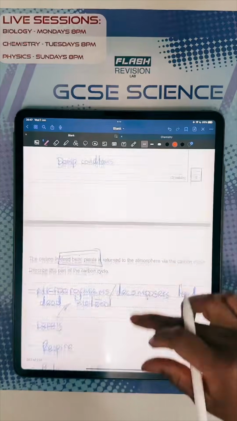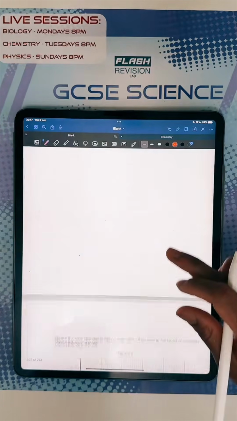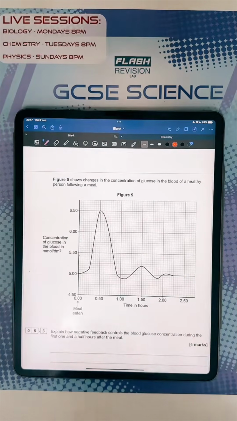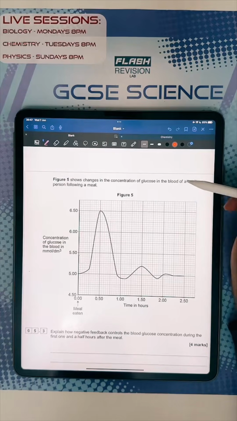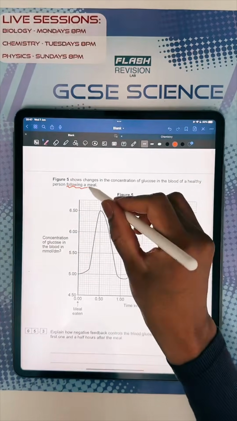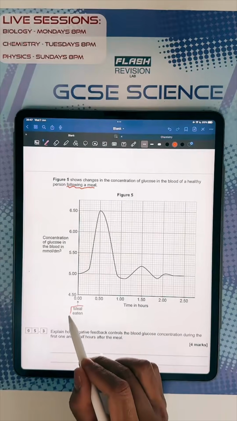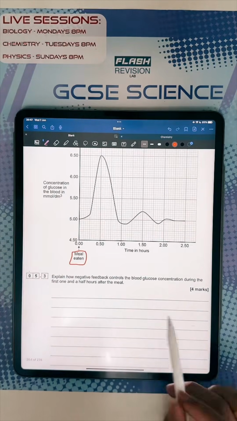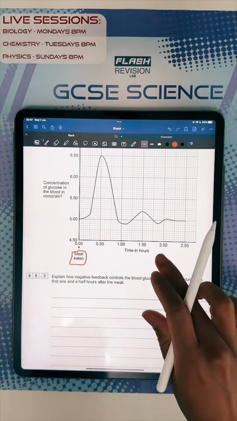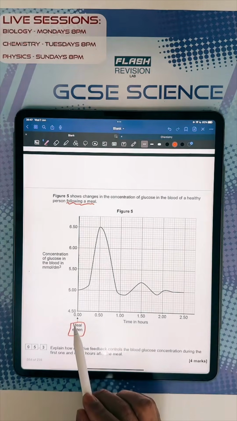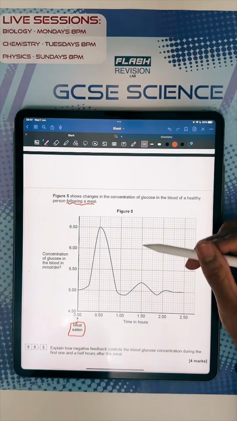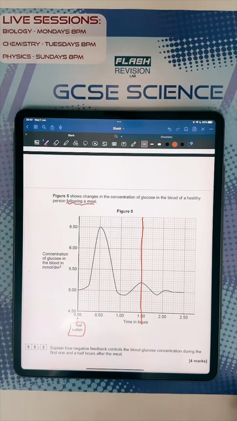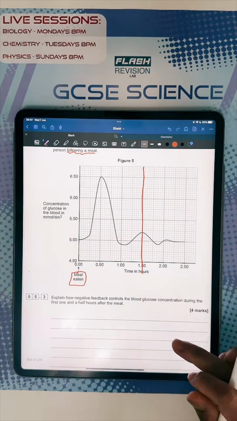Let's go back to the question, see what it's asking. All right, figure 5 shows a change in concentration of glucose in the blood of a healthy person following a meal. So they've just eaten here. Explain how negative feedback controls the blood glucose concentration during the first 1.5 hours after the meal. So the meal's eaten here. 1.5 hours later, that's going to be all the way up to there. We need to explain, for 4 marks.